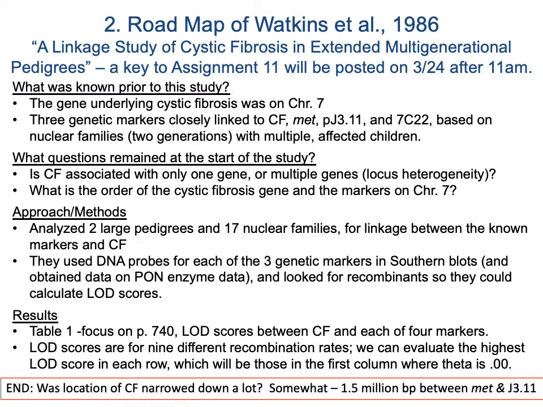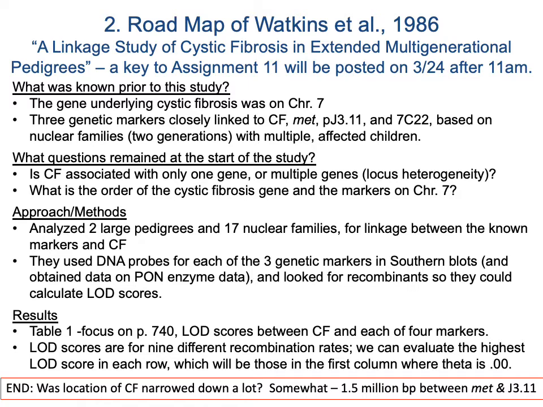So the results in the Watkins paper are all in Table 1, and that was on page 740. And in this table, they reported the LOD scores between cystic fibrosis and each of those 4 markers. The LOD scores were for 9 different recombination rates, and you can evaluate the highest LOD score in each row, and those are going to be in the first or leftmost column where theta is 0.00. Okay, so that was part of your assignment, was to take a look at that table and to see what LOD scores they obtained, to see which markers did have significant linkage and to see if any did not.